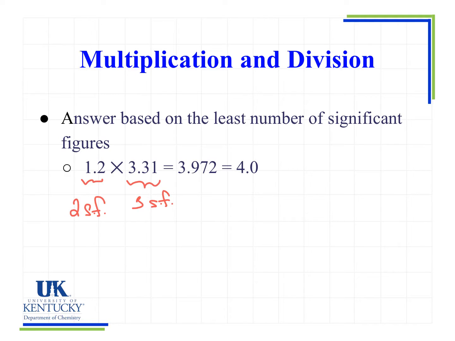Again, when I put these numbers in the calculator, the value I get is 3.972. And so I can only keep two digits. So this 7 will be the first number that's dropped, and that's what actually determines the rounding. So I round to 4.0. Notice that I did not write 4 because that is a lower level of precision than I can have, and I always want to report answers as precisely as possible.